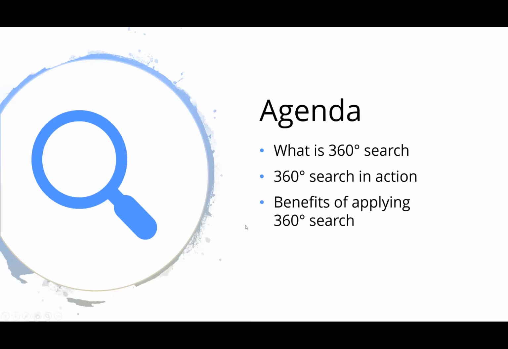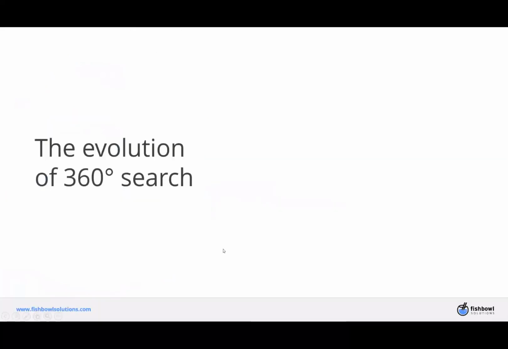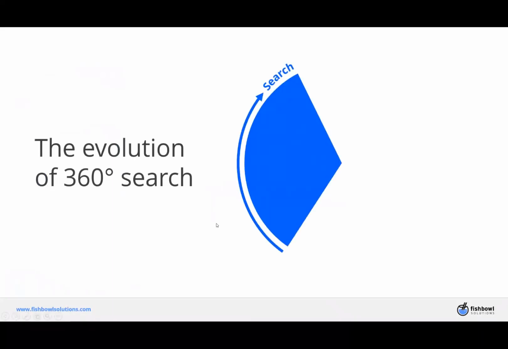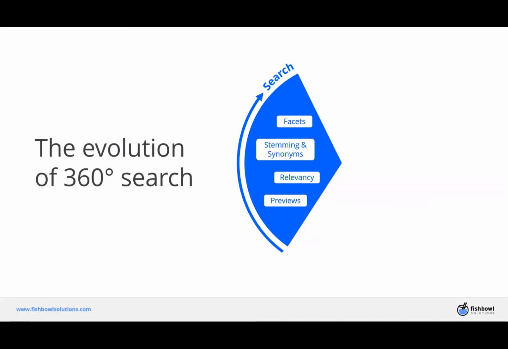So to get started, what do we mean when we say 360-degree search? I think it's helpful to look at the evolution of search, 360, enterprise search, and those terms and what they mean. So to start out with, let's think about the word search and what we mean when we talk about this. There are a number of factors that typically come into play when we talk about applying search. Whether that's applying search to business content or on the web, there are certain features that tend to go along with creating a high quality search experience.